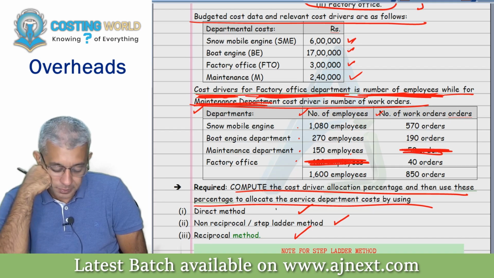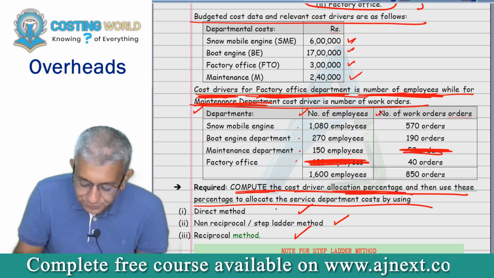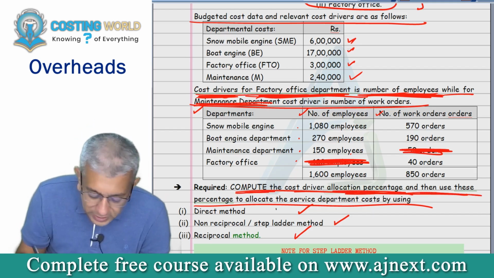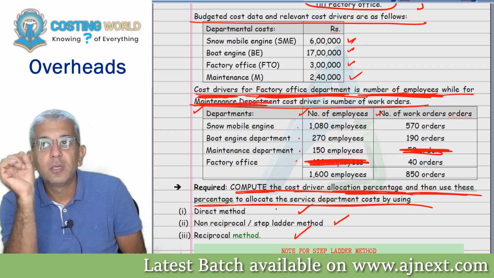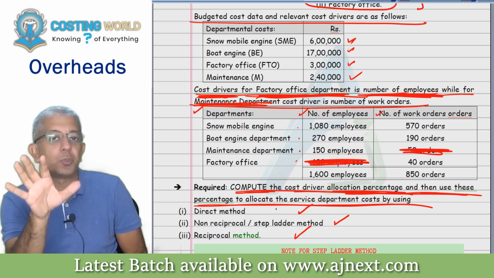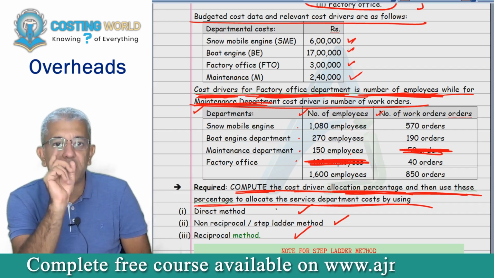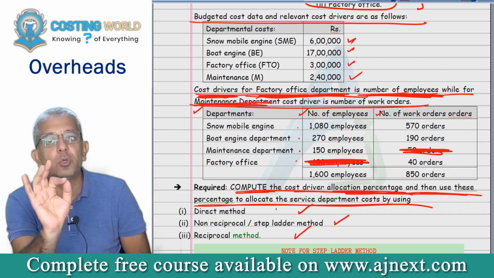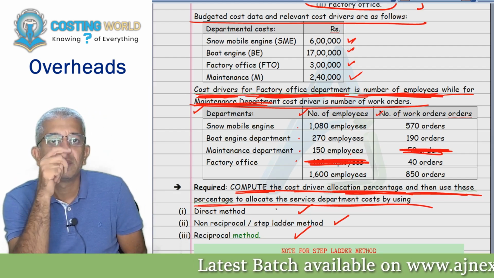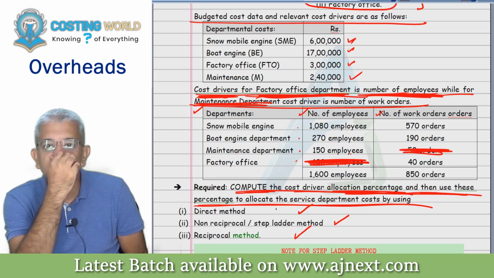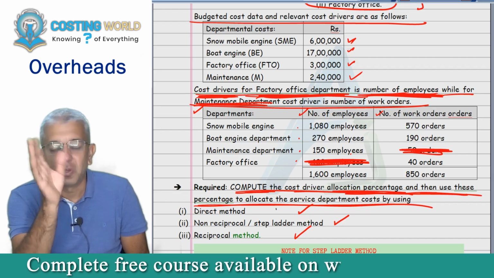Let's start doing it. Now see, in this question, you have to compute cost driver allocation percentage and then use these percentages to allocate the cost of the service departments. In this question, I don't have to divide by BLA and get absorption rate. Those guys have only told you one small thing. And what is that one small thing? That is, just do the reapportionment and stop over there only. Is that all fine?